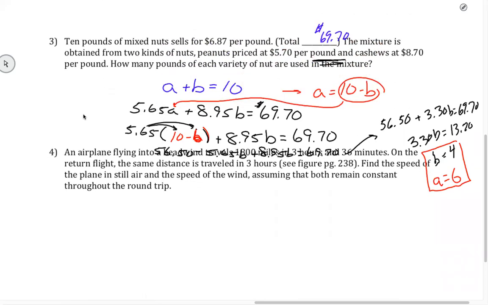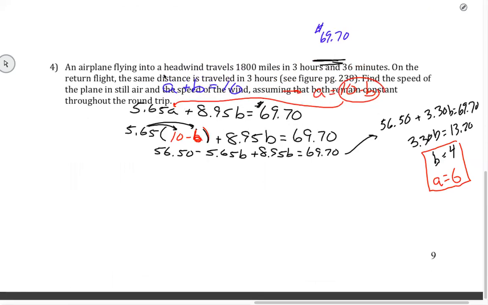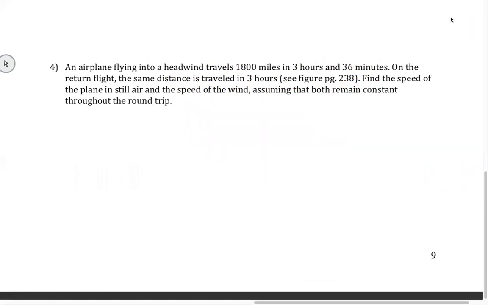All right, let's skip number 3. Let's go to number 4. Ooh, airplanes flying into the headwind. You remember that problem? Julie remembers it. You didn't? Did you do it? Probably not. All right. Who do I want to pick on? Lance, who should I call? I got Hansi.